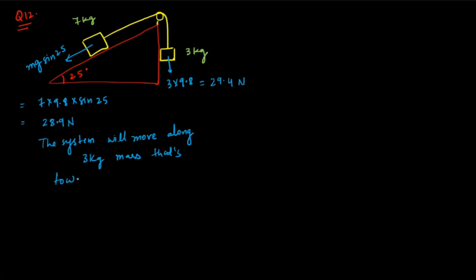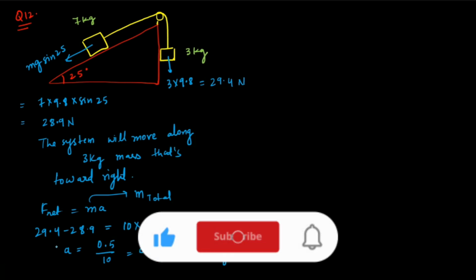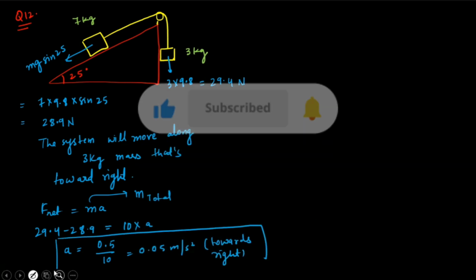So now we again are going to apply the F net equation. As you know, F net external is equal to the product of mass and acceleration. The net force acting here is going to be 29.4 minus 28.9. That equals 10 times a, because for mass you have to substitute the total mass of the system. The acceleration is going to be 0.5 divided by 10, that is 0.05 meters per second squared, towards right. You can mention the direction as well here. So this is going to be the answer.